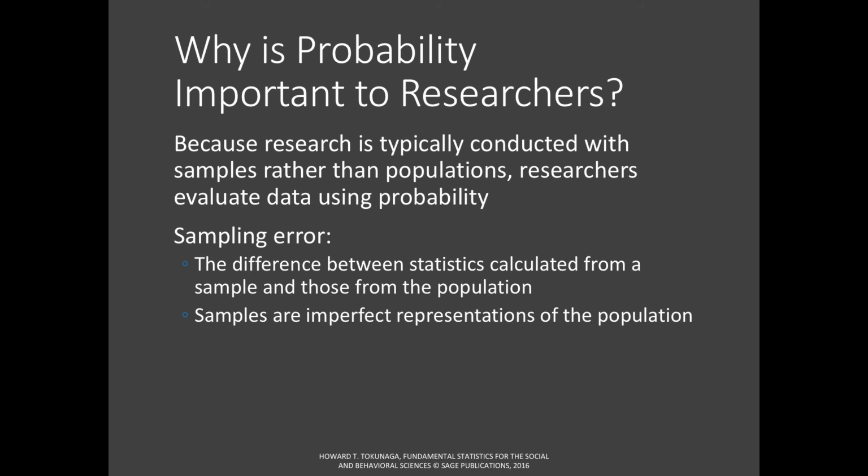So the sampling error measures that difference between the population, everyone at Westchester, and those 100 people that I pick. So what is the difference between that whole population and that small group that I choose?